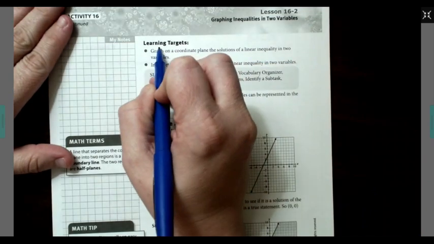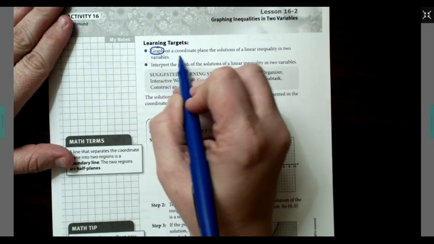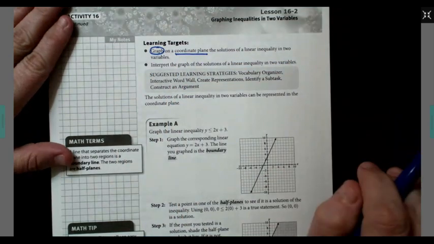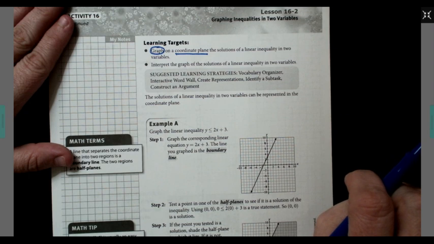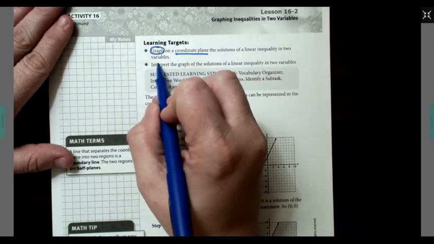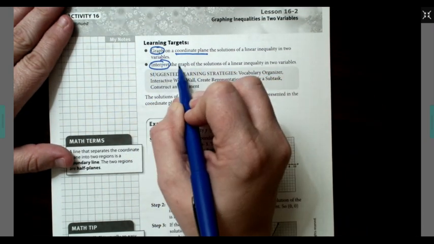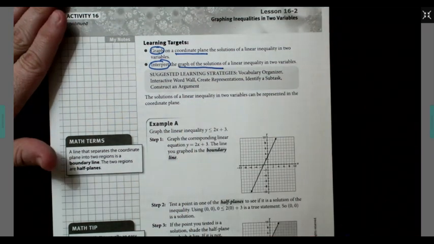So what are we going to be doing? Graphing on a coordinate plane. Interpret the graph of the solutions of a linear inequality in two variables. We are going to be interpreting the graph of the solutions.